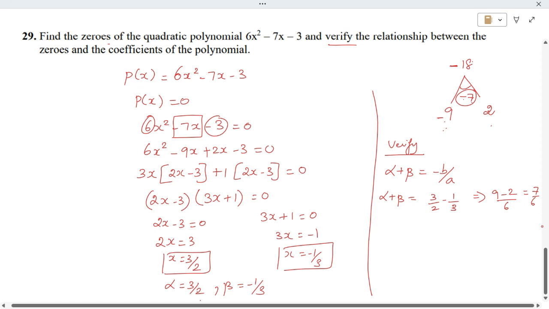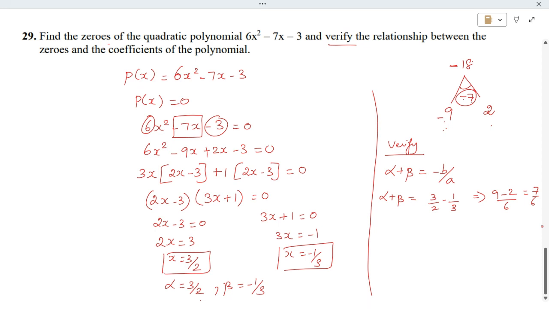Okay, so I verify with the coefficients. So alpha plus beta is minus b by a. So from the equation, just filter a, b, and c. a is equal to 6, b is equal to minus 7, c equal to minus 3. Right? So substitute here. So minus of minus 7 by 6, that is plus 7 by 6. So both are equal, isn't it? So I verified the relation.